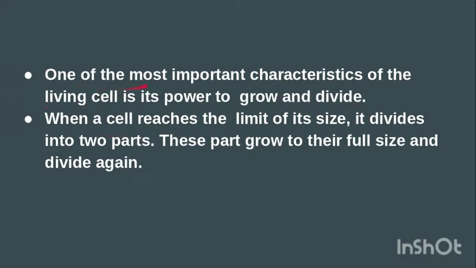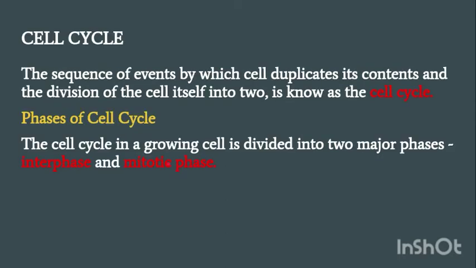One of the most important characteristics of the living cell is its power to grow and divide. When a cell reaches the limit of its size, it divides into two parts, and these parts grow to their full size and divide again. So, new cells arise by the division of the pre-existing cell.